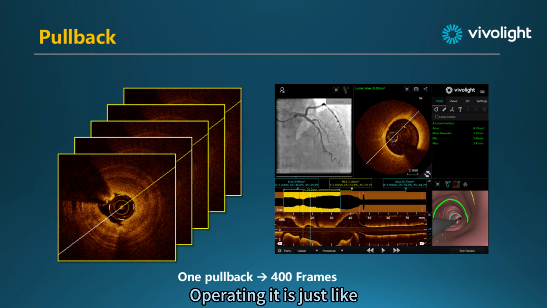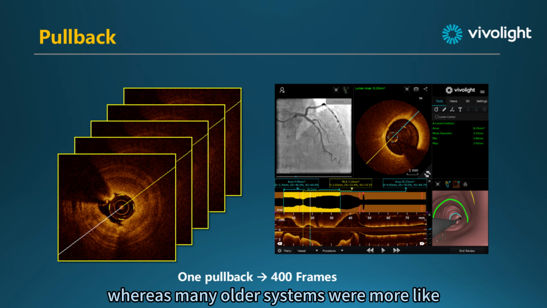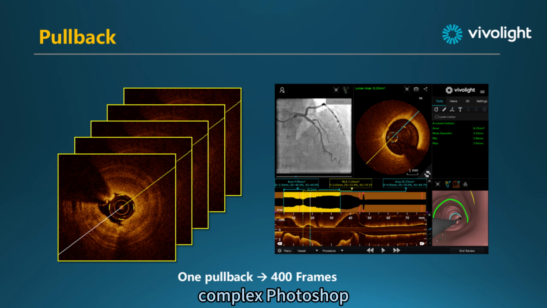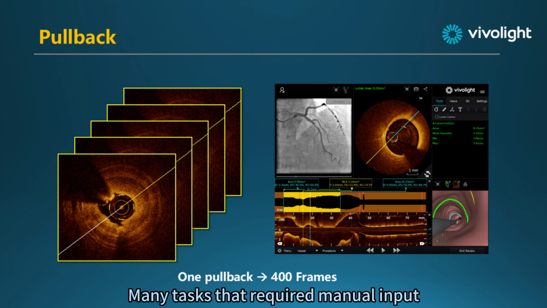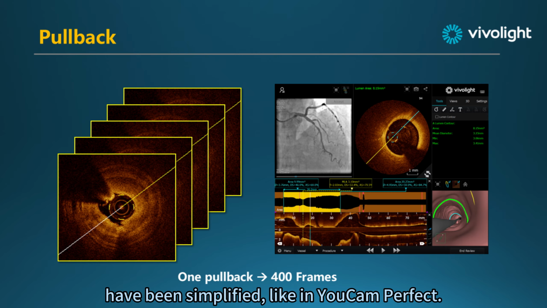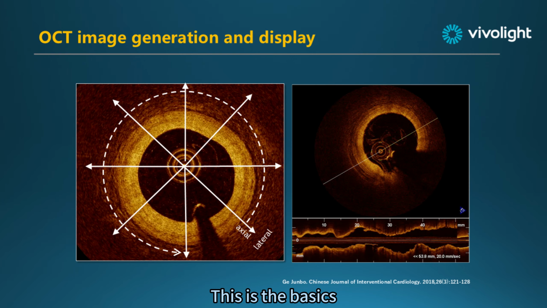Operating it is just like using a smartphone app, UCam Perfect, whereas many older systems were more like complex Photoshop with intricate interfaces. This system, however, has intelligently streamlined many functions. Many tasks that required manual input have been simplified, like in UCam Perfect. Therefore, the learning curve in clinical practice is shorter. This is the basics of OCT image measurement.